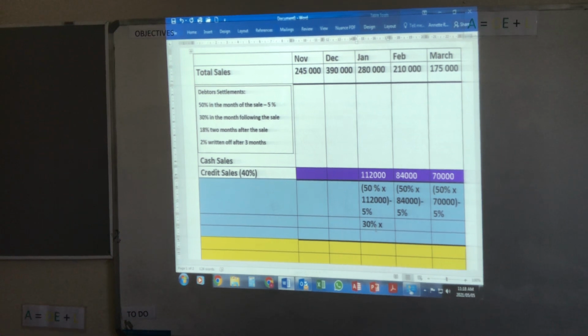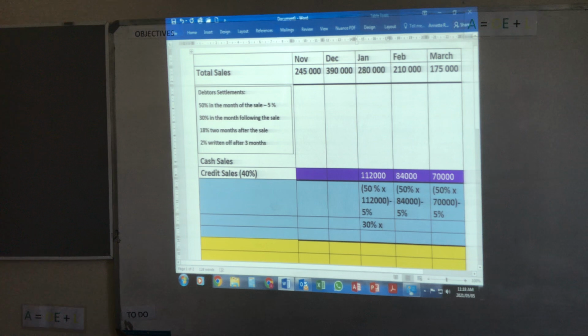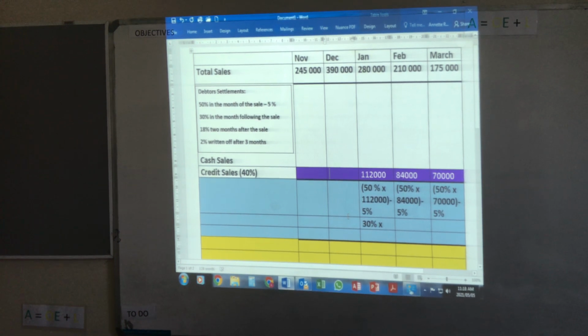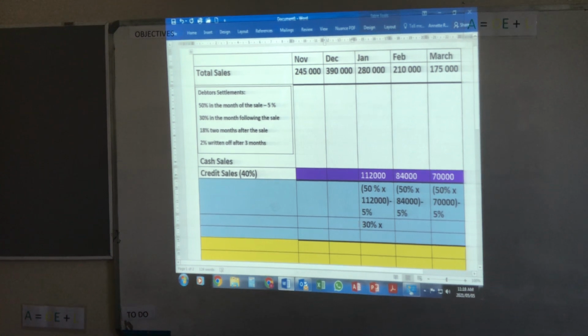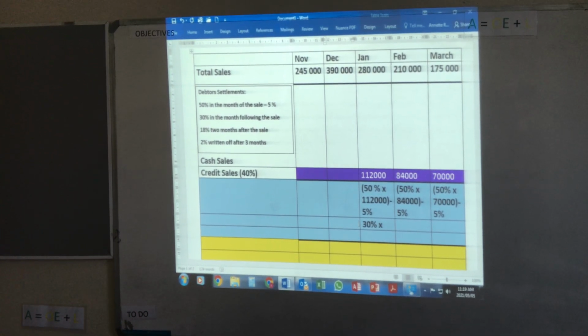No, I'm glad you said that, because we're in January and we're getting the money the month after the sale. So we're looking for the December amount, can you see? And we haven't calculated it in advance, so we now have to take the 390,000 as the total sales, times the 40% to get the credit sales, which is the 156,000.